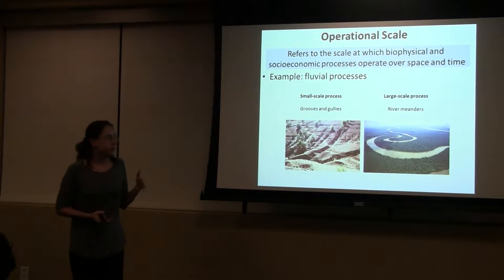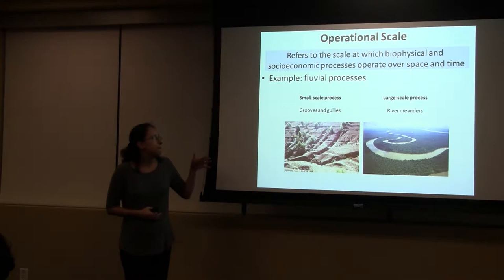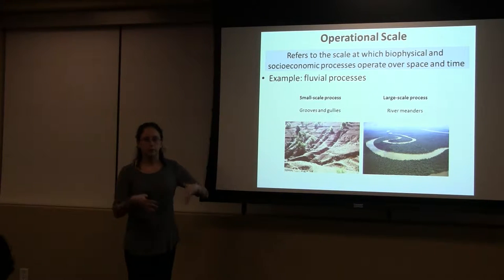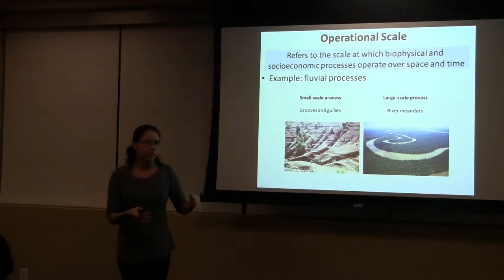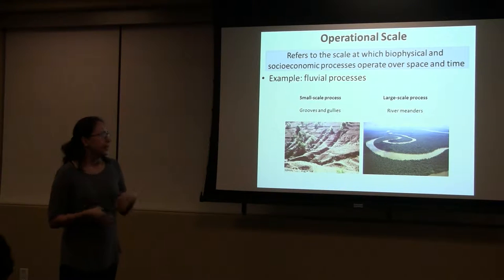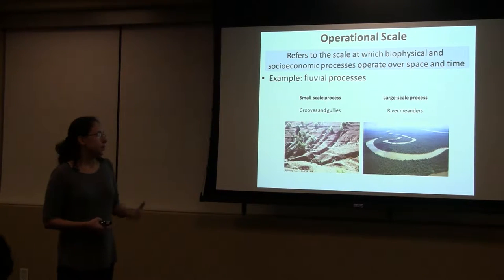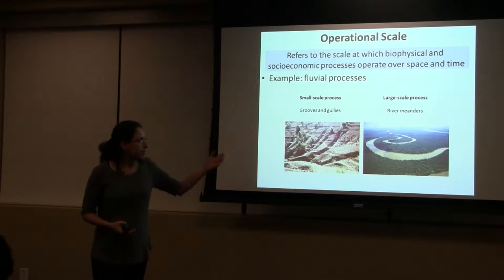So a small scale process would be represented by grooves or gullies on the landscape, and you could see a hill slope where water flows down and changes the landscape. In a large scale process, think about river meanders. And here's an example.